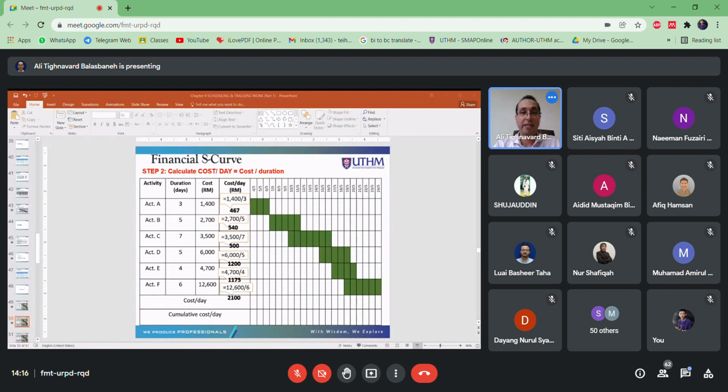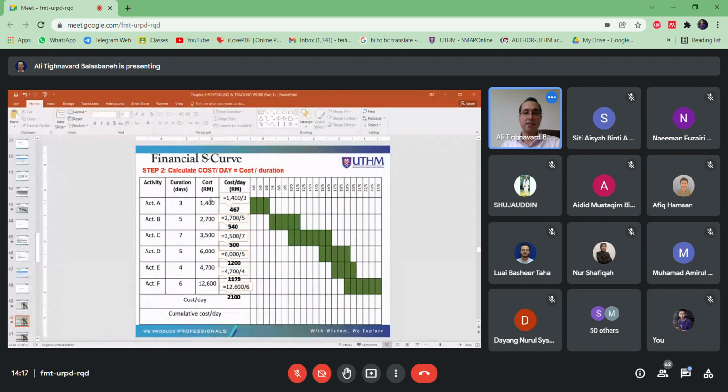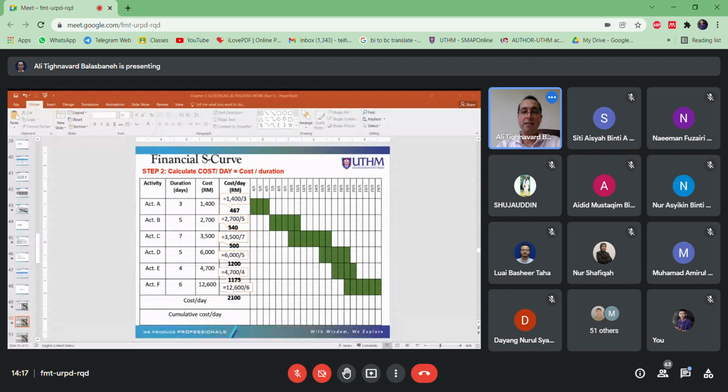How about activity B? 2,700 divided by 5 will be 540. So, which means you have 5 green blocks here, and each one needs 540 ringgit for that task to be fulfilled or finished. You do the same for other activities until the last one, which is activity F, cost 2,100 every single day.